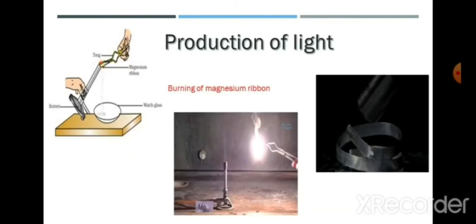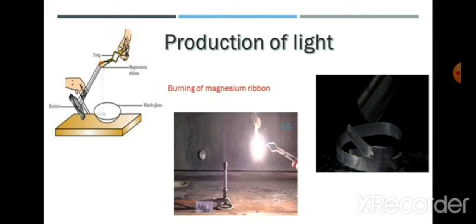Production of light. What happens when you ignite a candle? You get light as a result of burning. Some chemical reactions like these produce light. For example, look at the picture. When a piece of magnesium ribbon is burnt in flame, bright light is produced with heat.